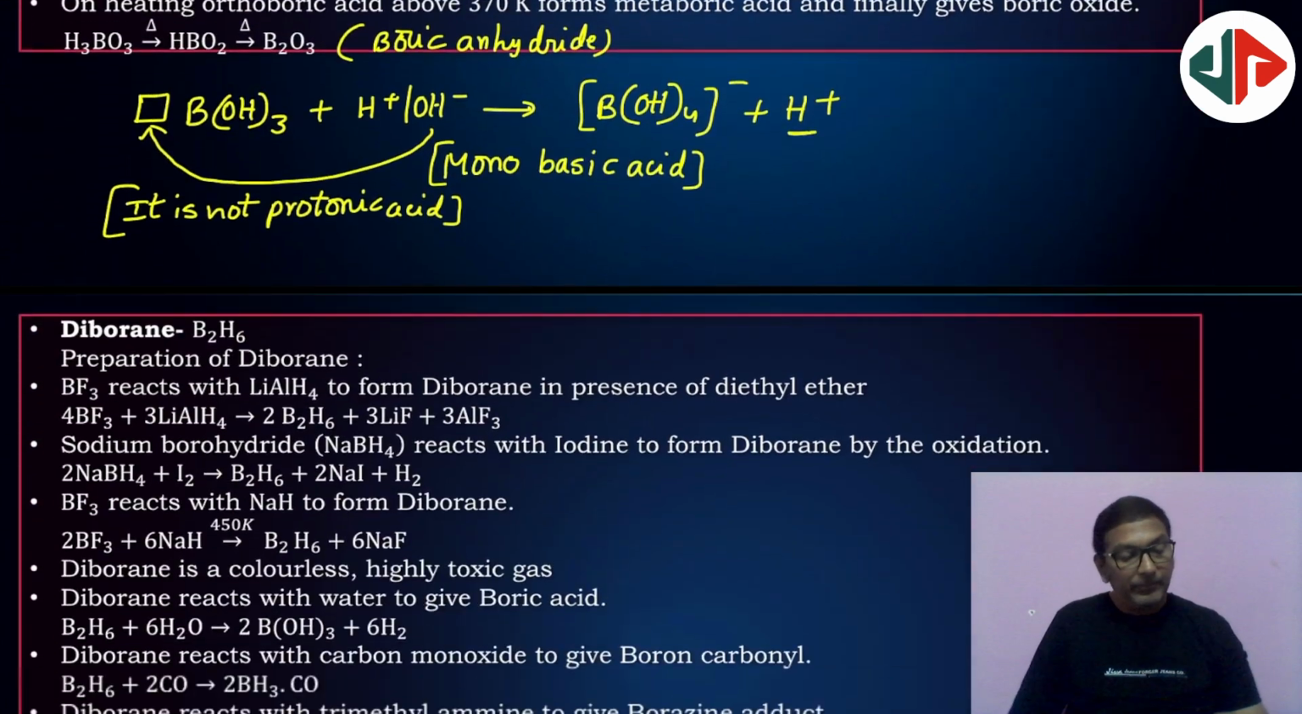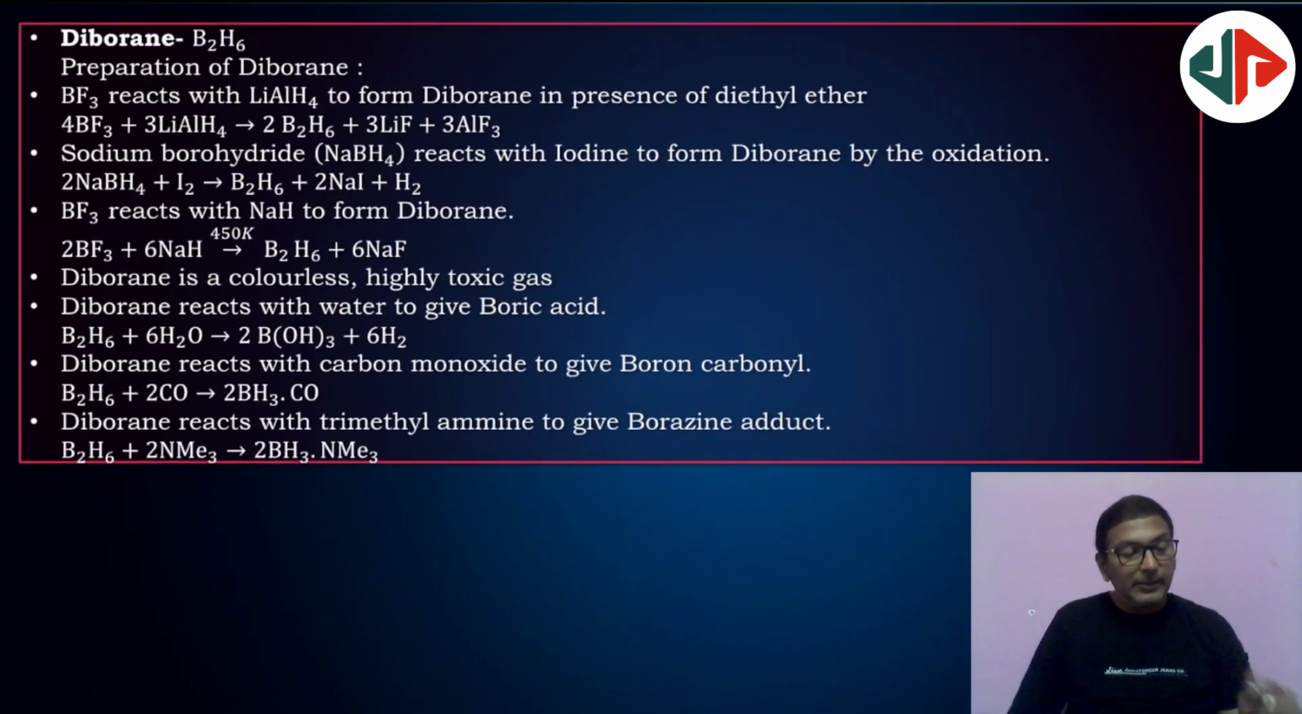Next, about diborane. So the structure of diborane is very, very important. B2H6. Let's explain the structure. First preparations. We will see preparations, after that structure. So preparations. BF3, boron trifluoride, reacts with lithium aluminum hydride to form diborane. Your solvent will be diethyl ether.